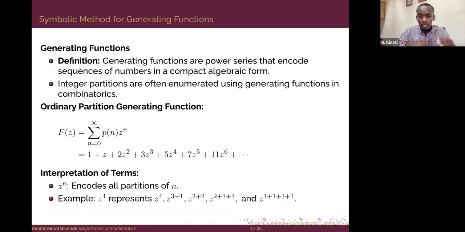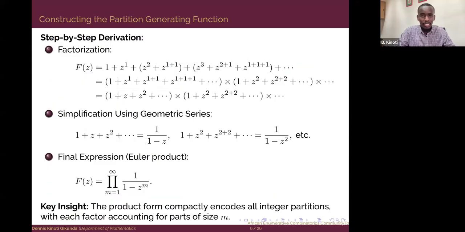So instead of now thinking about those numbers, we can now think about this particular series, and this is the interpretation of the terms: z to the n encodes a partition of n. For example, here z to the 4 represents 4, 3 plus 1, and so on. If you look at this, these are the partitions here. So we've encoded our count of partitions in this particular series.